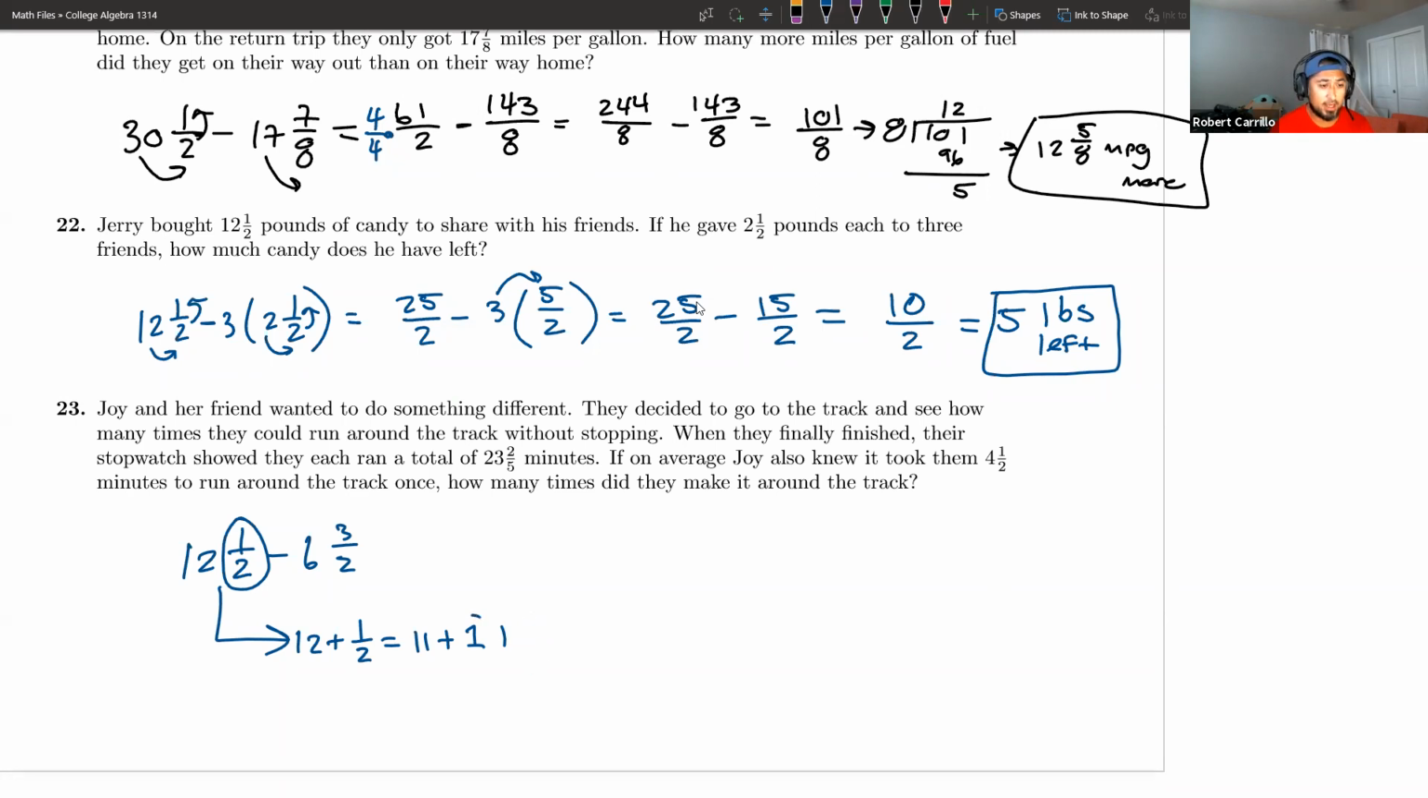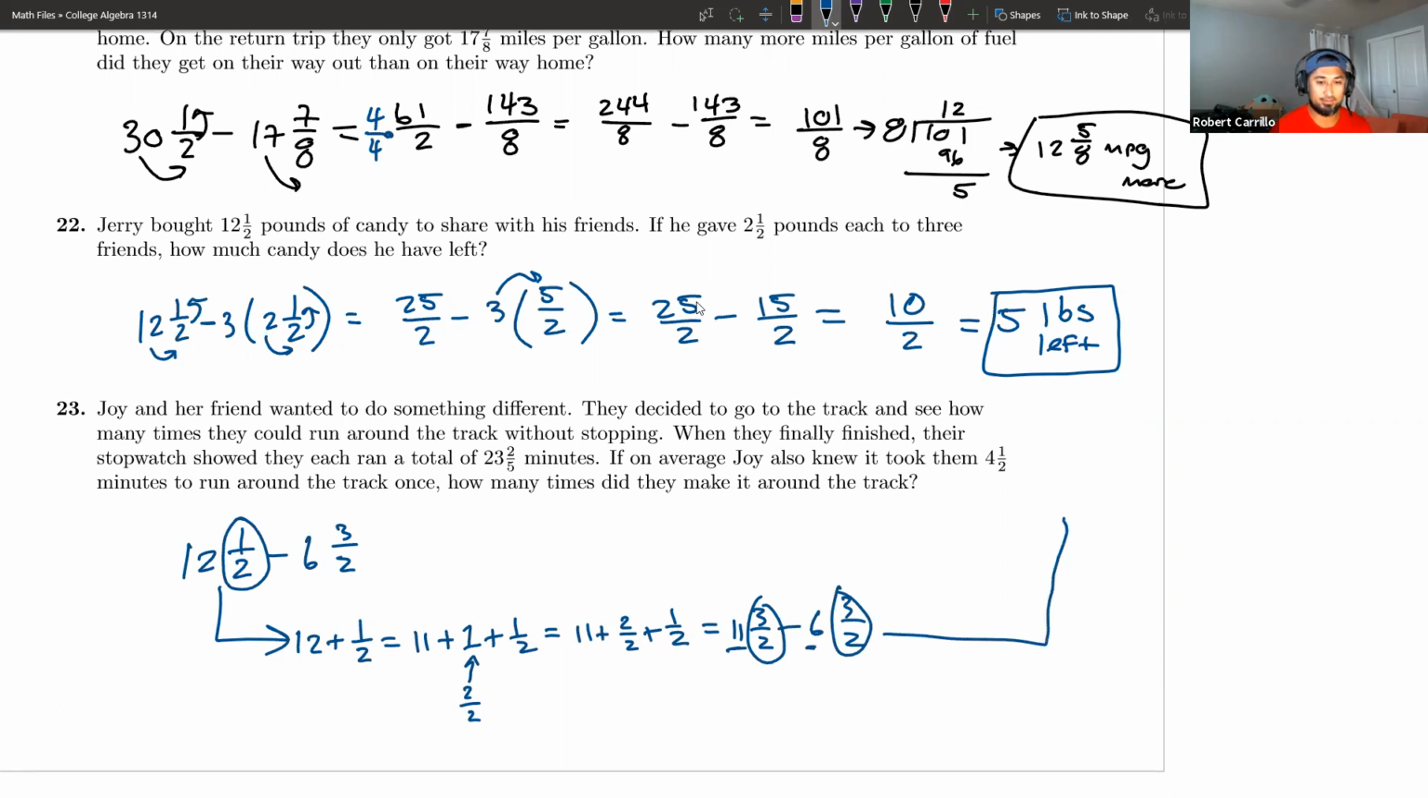Now remember I said that 1 is a pretty powerful number. So I'll have 1 plus 1/2, and I'm going to change that 1 into the fraction 2/2. So what we have is 11 plus 2/2 plus 1/2, which will give me 11 3/2. And now if I subtract 6 3/2, your fractions of 3/2 will cancel. And what's 11 minus 6? 5. Boom. Look at that.